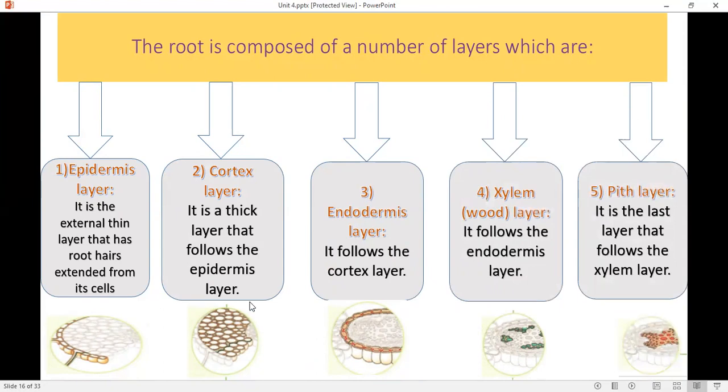Can you differentiate between them? Here's the epidermis, as you can see. It's an external thin layer that has the root hair extended from its cells. So this is the root hair. The cortex is a thick layer that follows the epidermis layer. Endodermis follows the cortex. Xylem follows the endodermis. Pith is the last layer that follows the xylem layer. Is it easy? I hope so.